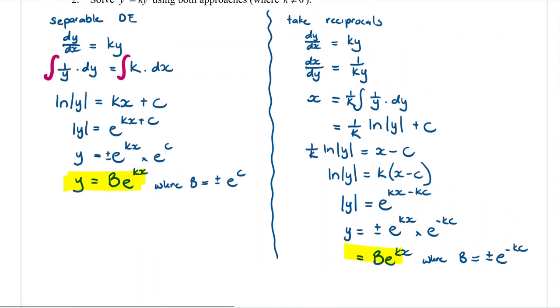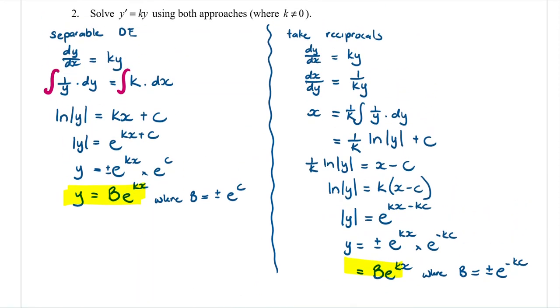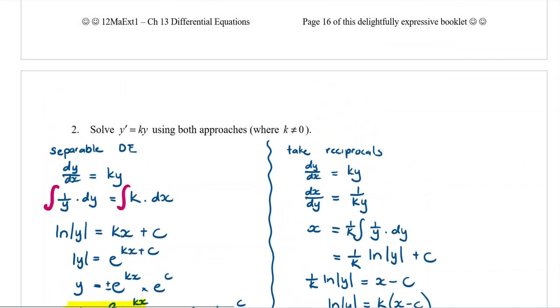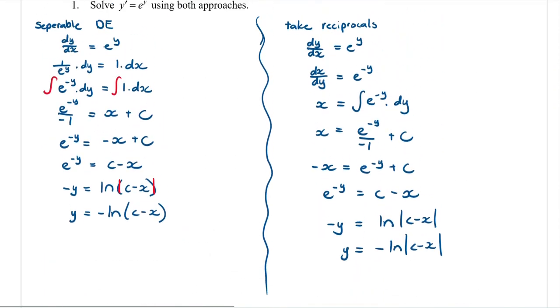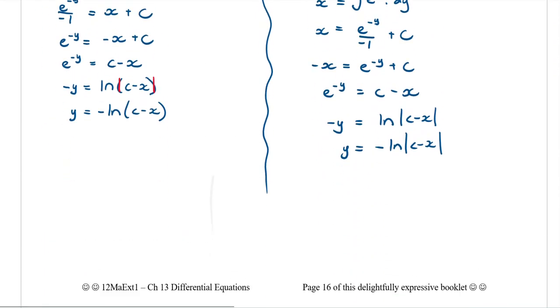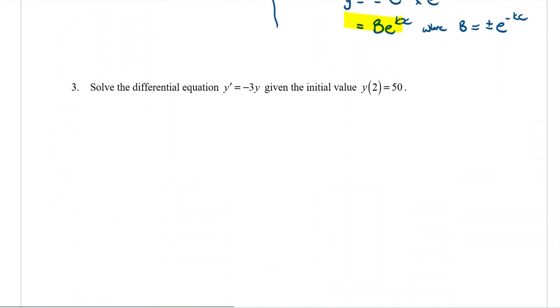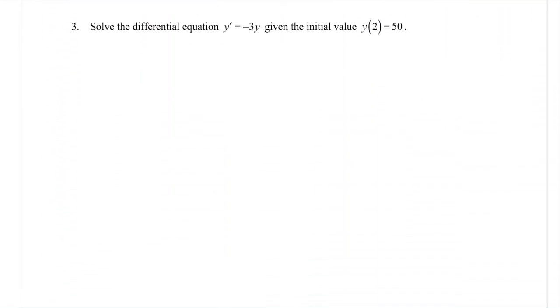So for that one, if you were looking at that, I think the separable way is faster. And a lot of the time I prefer that way. But the first one, about the same. Anyway, maybe a time when the reciprocals might be the easier option. Okay, you're confused about the second method?